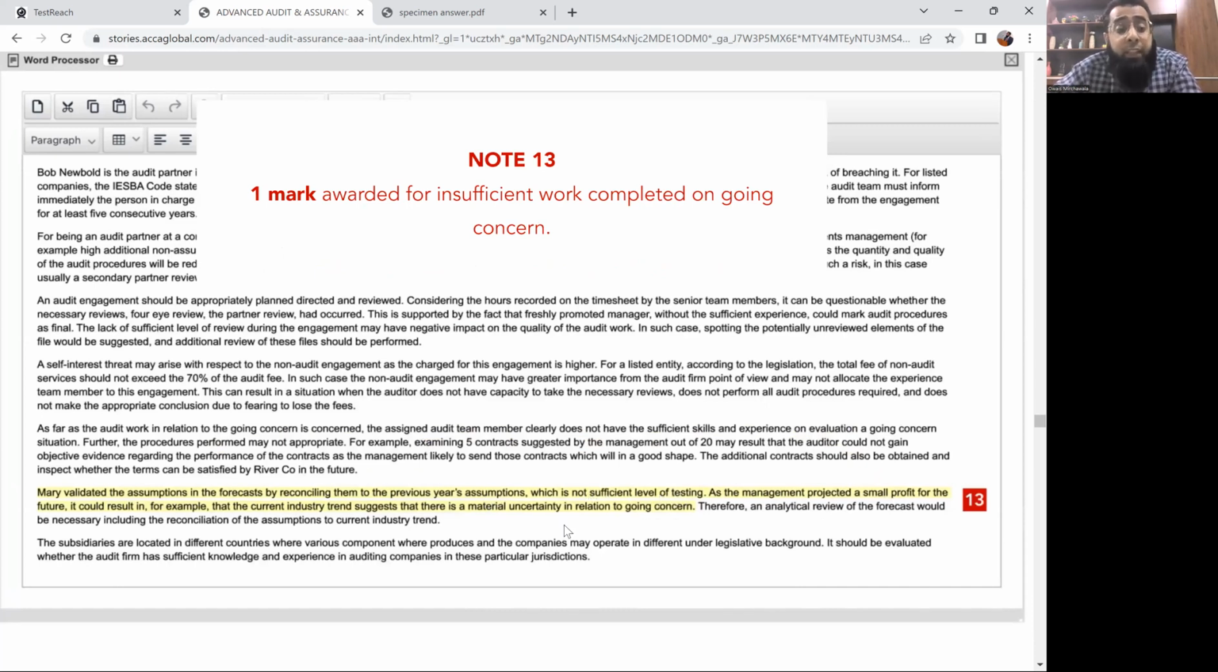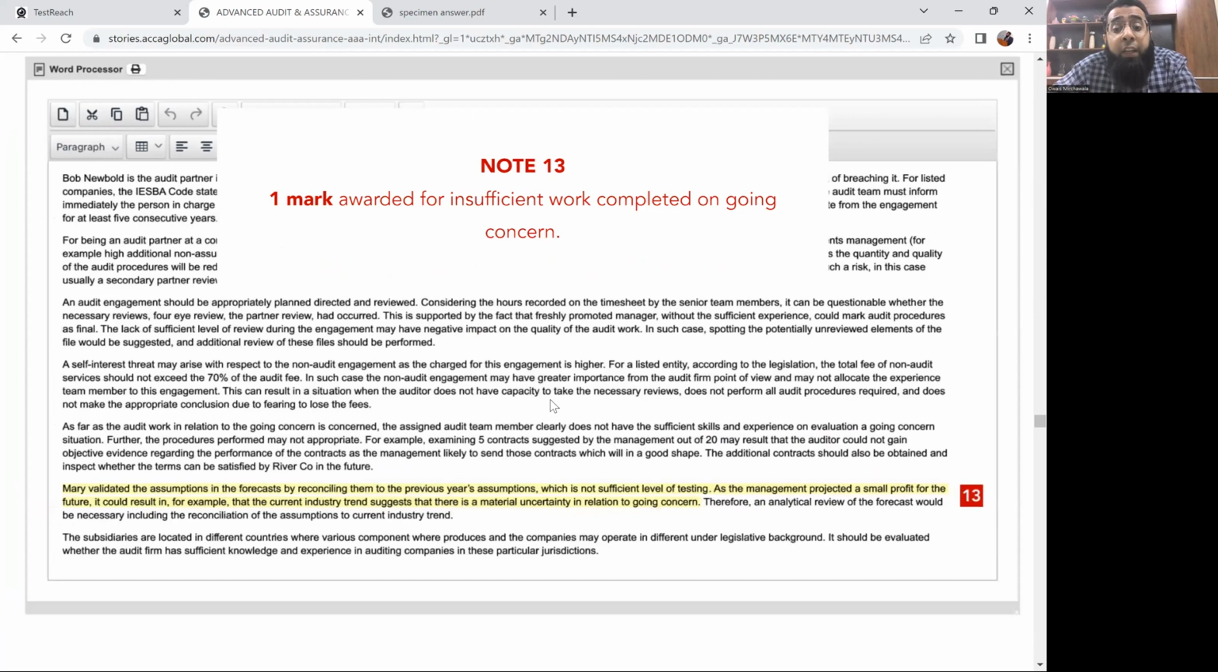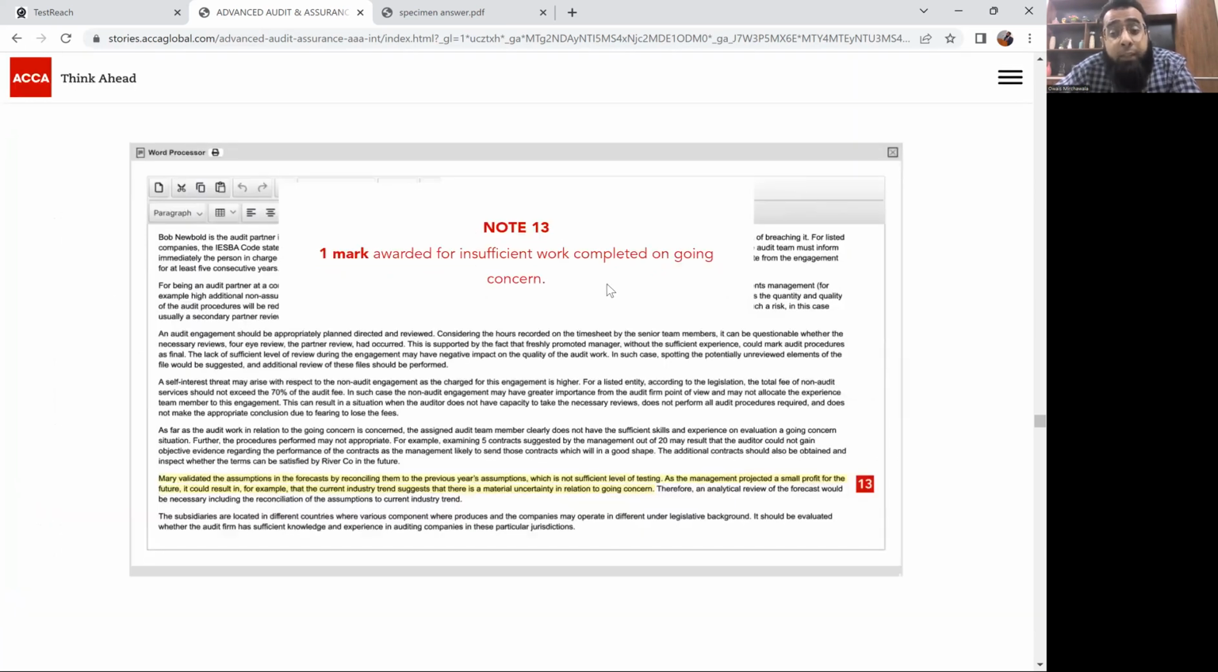As the management projected a small profit for the future, it could result in, for example, that the current industry trend suggests that there is material uncertainty relating to going concern. So we highlighted that Mary should have referred to the market data. So 1 mark was awarded for insufficient work completed on going concern.